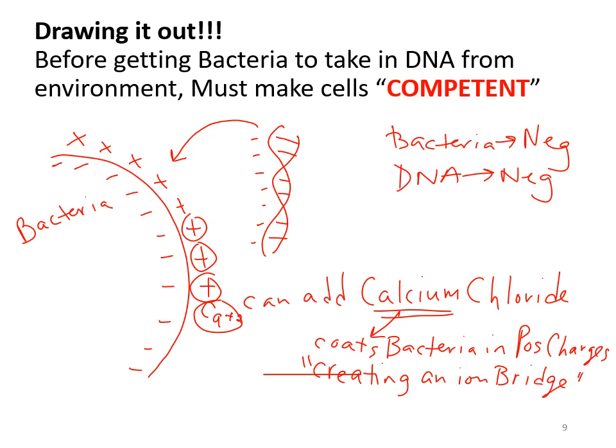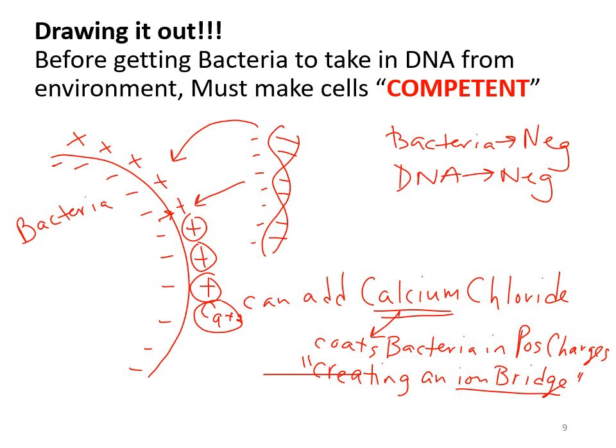Okay? Because these plus charges are a bridge connecting the negative DNA with the negative cell. So the calcium ions are a positive bridge. So we call that giving the cell chemical competency. All right? So with transformation, anytime you hear that term, please remember that you must first make the bacteria competent. Please understand what that means.